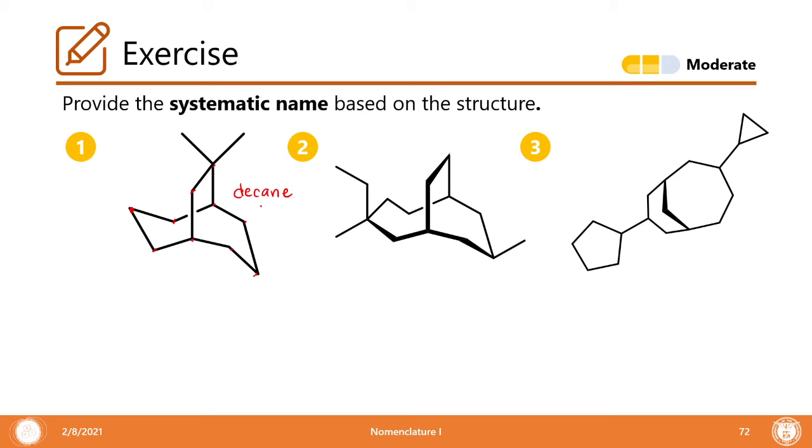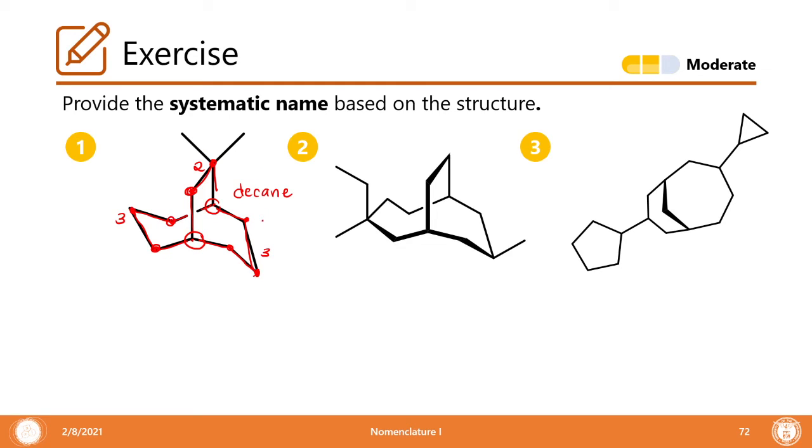Okay, so let's count the number of carbons in each path. Okay, I will use one color. 1, 2, 3. So we have 3 in this path. Again, these are our bridgeheads. 1, 2, 3, 3 as well, and then 1, 2. You have 2 here. Okay.